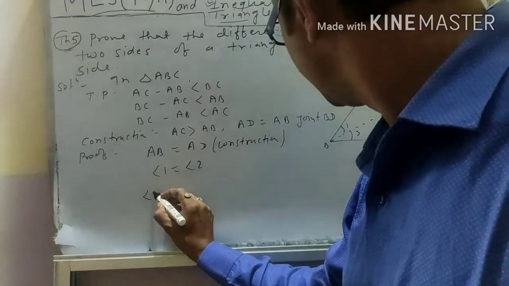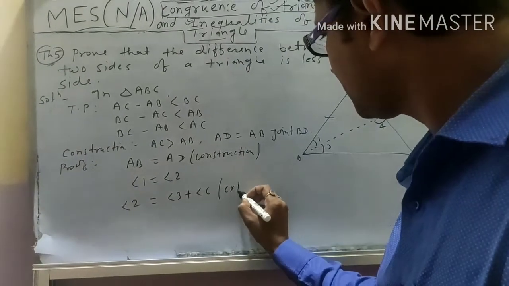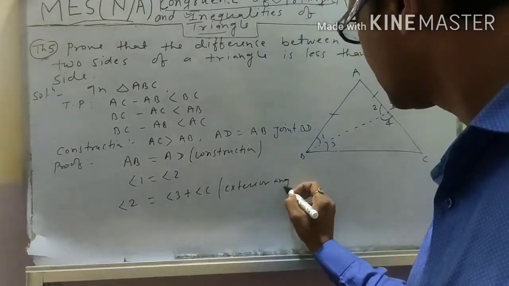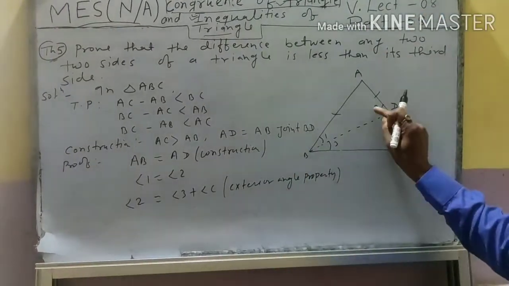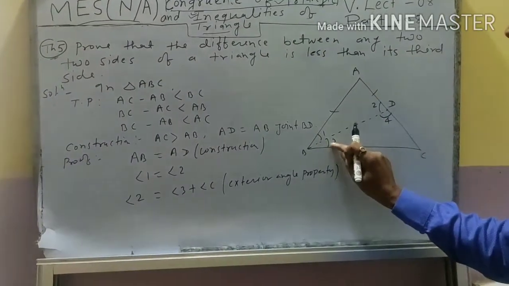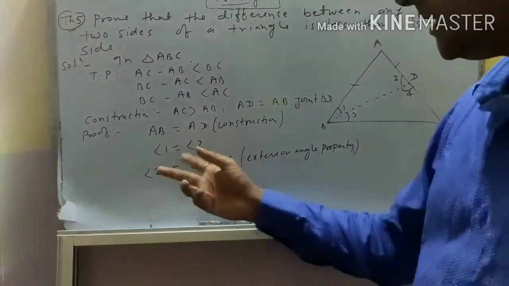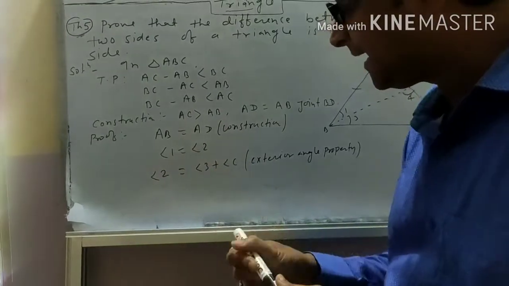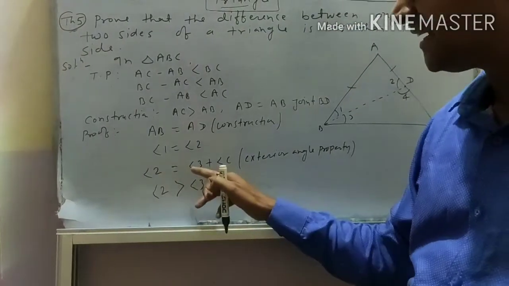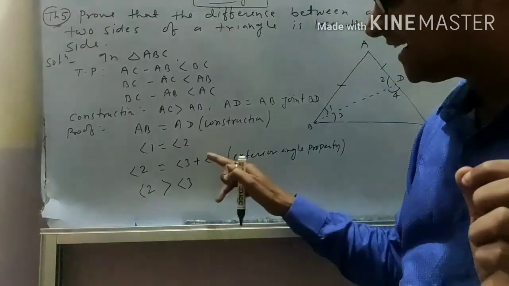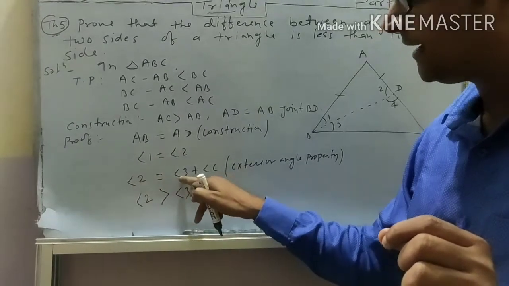By exterior angle property, angle 2 is equal to angle 3 plus angle C. Angle 2 is equal to angle 3 plus angle C. But if it is compared with one angle, then here we can write angle 2 is greater than angle 3, as well as angle 2 is greater than angle C. But in general, angle 2 is equal to angle 3 plus angle C.